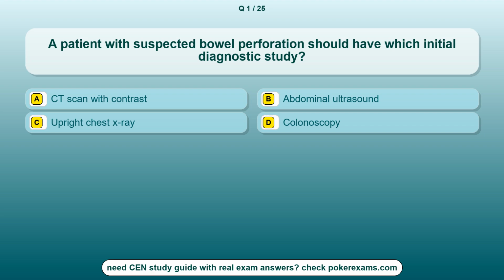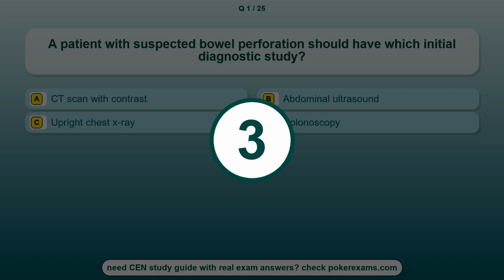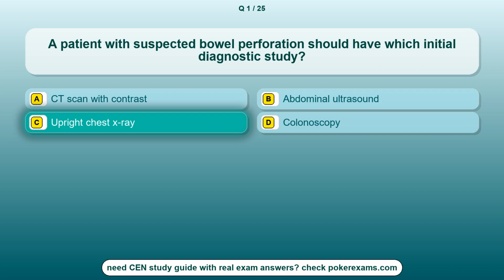Question 1. A patient with suspected bowel perforation should have which initial diagnostic study? Option A, CT scan with contrast. Option B, abdominal ultrasound. Option C, upright chest X-ray. Option D, colonoscopy. The correct answer is option C, upright chest X-ray.